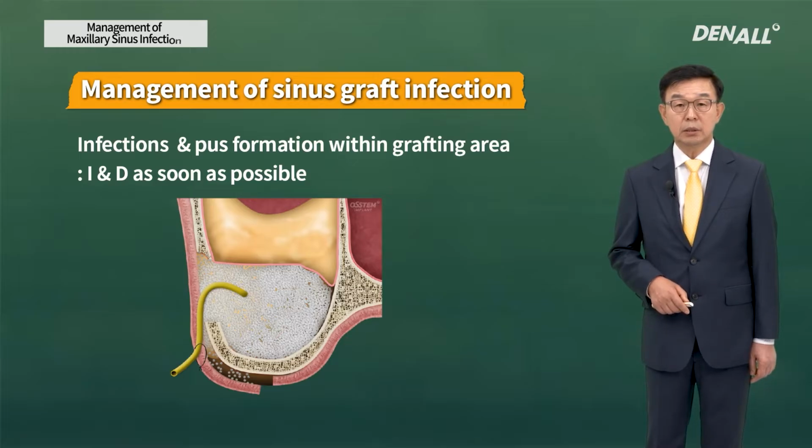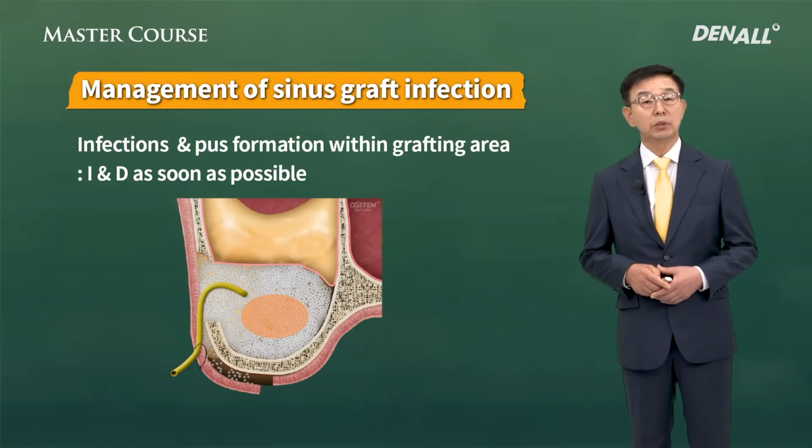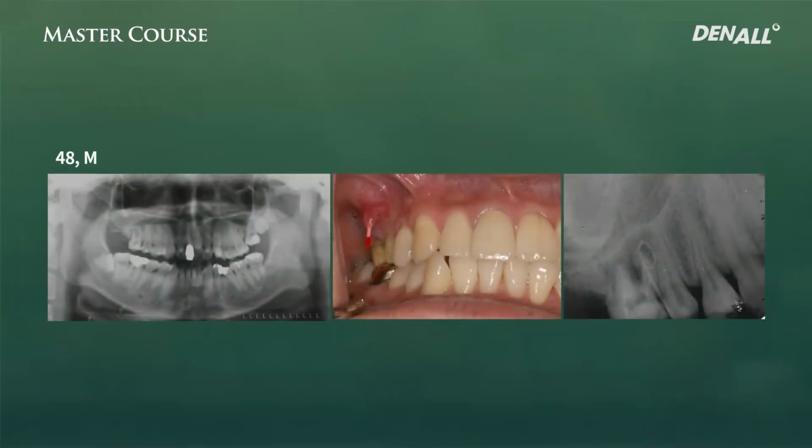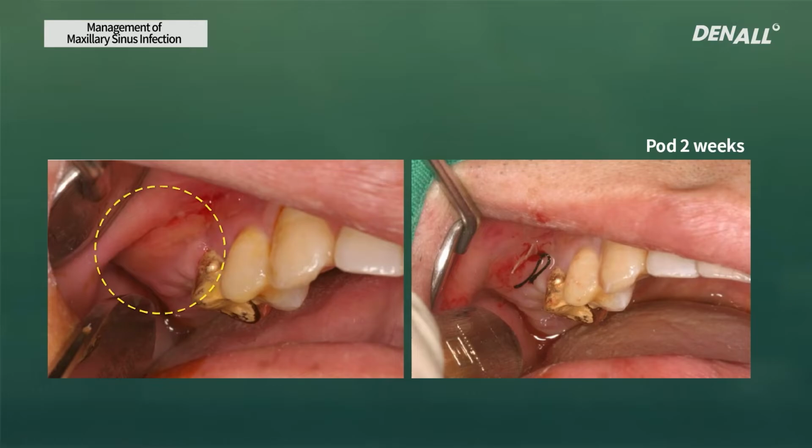After bone graft, infection can exist only within the bone graft. This is quite rare. This is a 48-year-old male patient. In the upper right posterior area, the tooth was extracted. I waited for 2 months and did lateral window approach. Implant was placed, and this is 2 weeks after. If you look at the patient's mouth, swelling as well as fluctuation can be observed. Upon aspiration, you can see that an abscess has already formed.